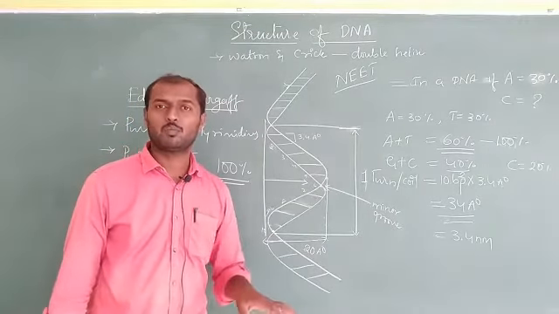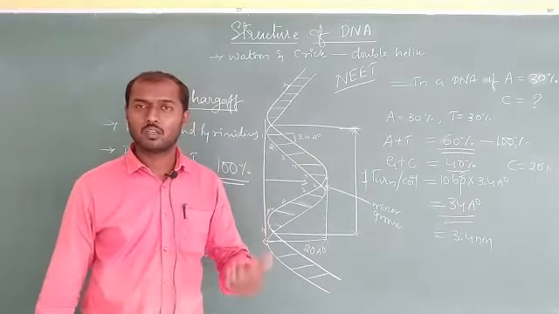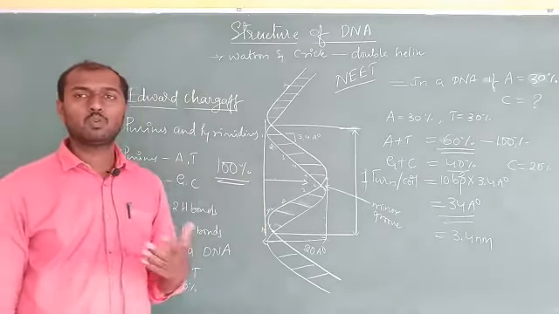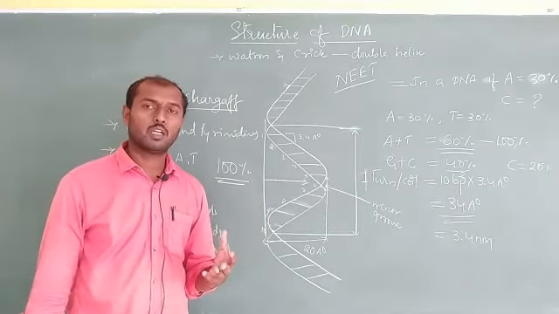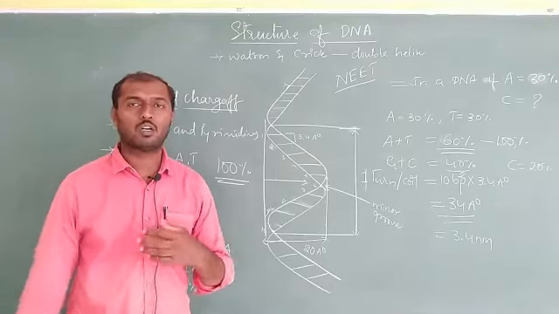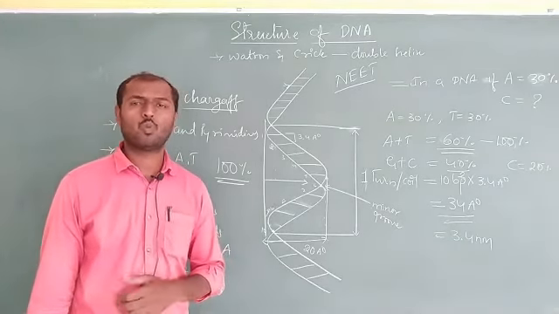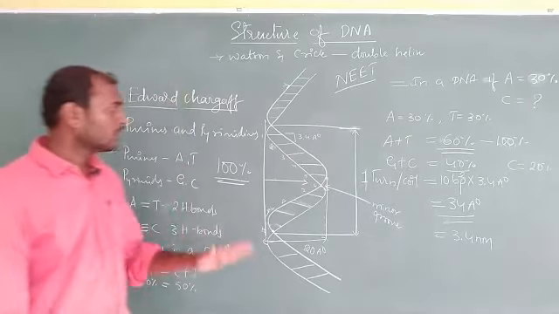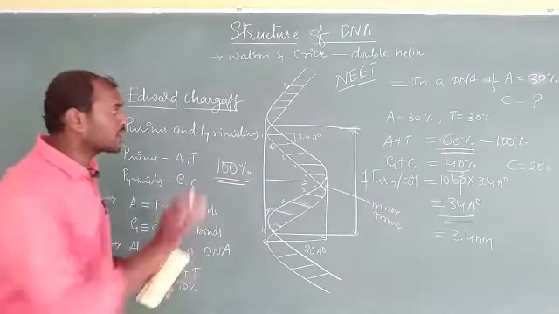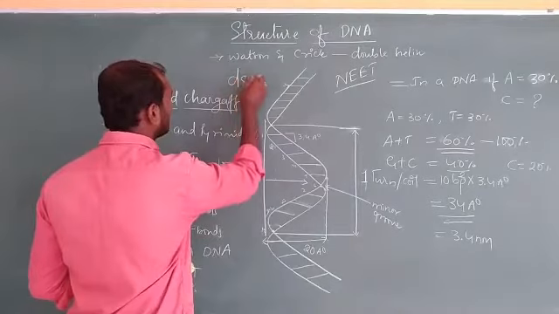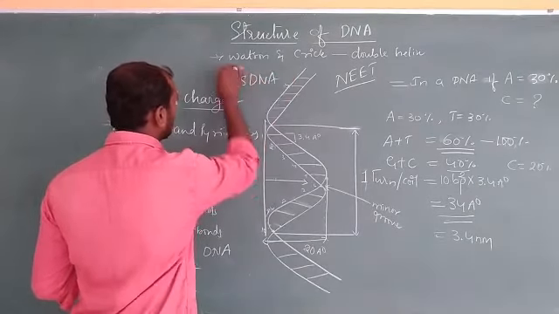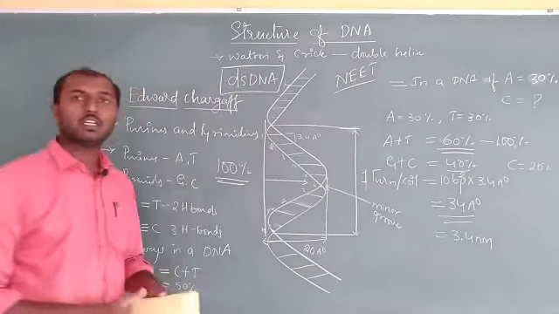So whatever it may be, it may be prokaryotic DNA, eukaryotic DNA, or the DNA in the mitochondria, or in the chloroplast, whatever it may be. Wherever the DNA is, there should be 2 strands if it is double stranded DNA. This is called dsDNA.